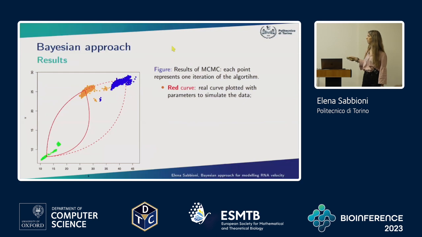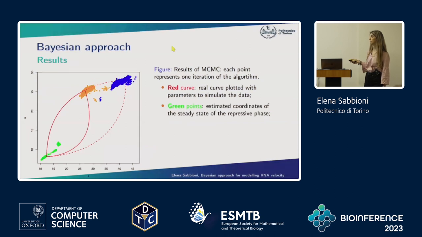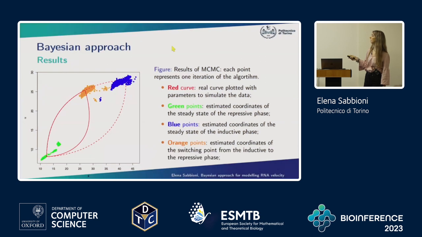The red curve here is again the curve plotted with the real parameters. The green points are the results of the estimation of the lower steady state, that is this point here. The blue ones are the results of the estimation of this point here, the upper steady state, while the orange ones are the results of the estimation of the switching point. So these results seem pretty encouraging.